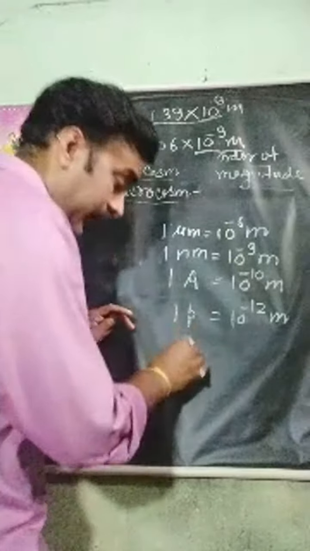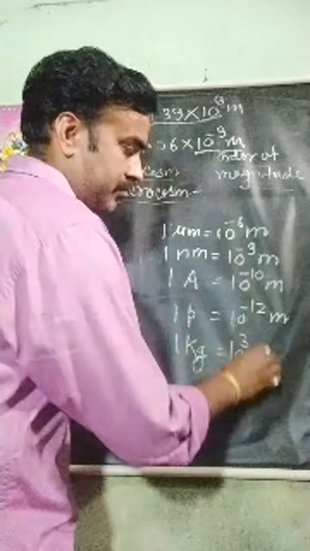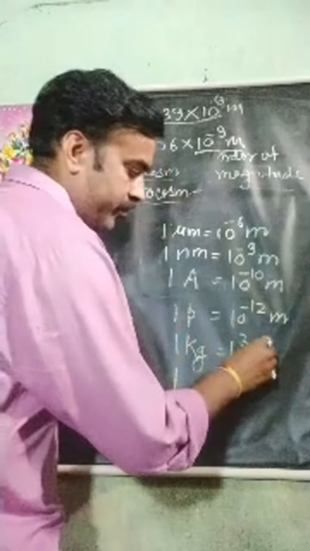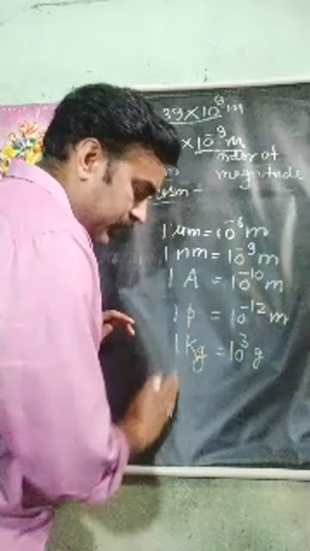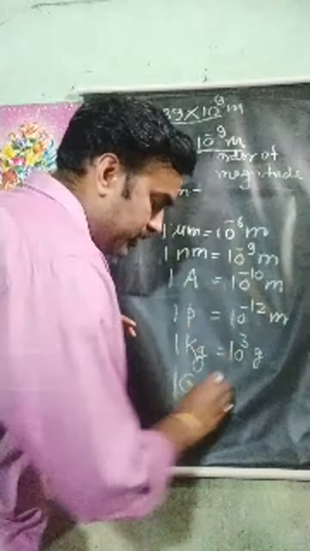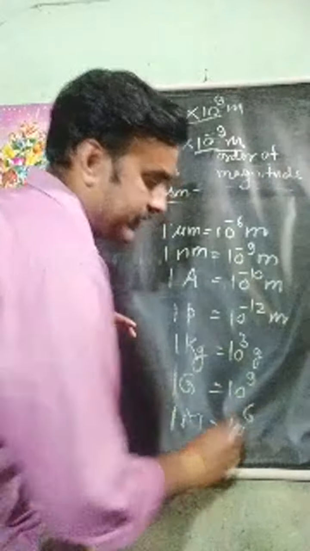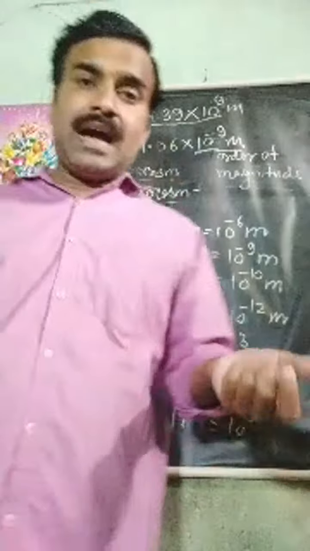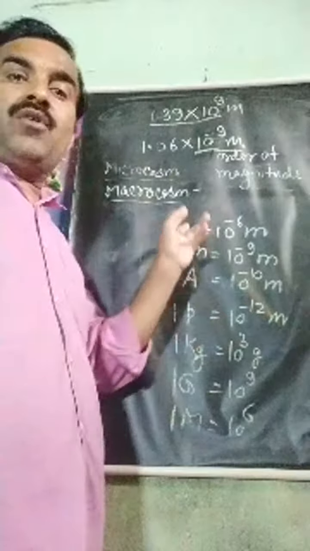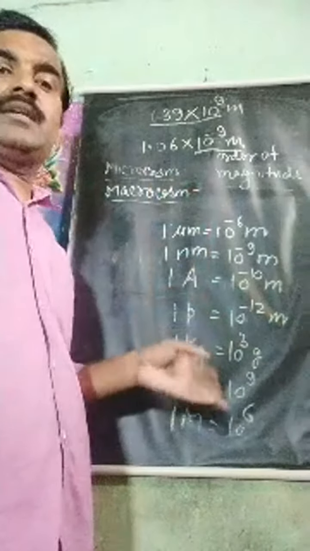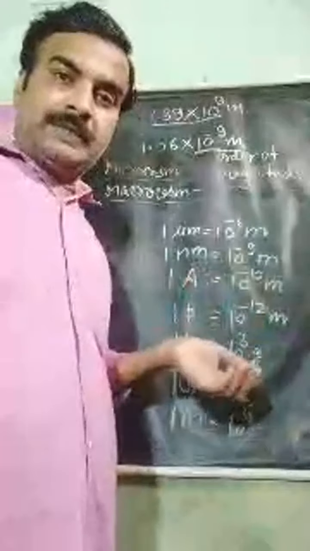Now come to 1 kilo, 10 to the power of 3 gram. Now if we take giga, 1 giga, it will be 10 to the power of 9. 1 mega, 10 to the power of 6. These are some examples by which we can show how we can write the order of magnitude of different objects, for the measurement of smaller objects as well as bigger objects.